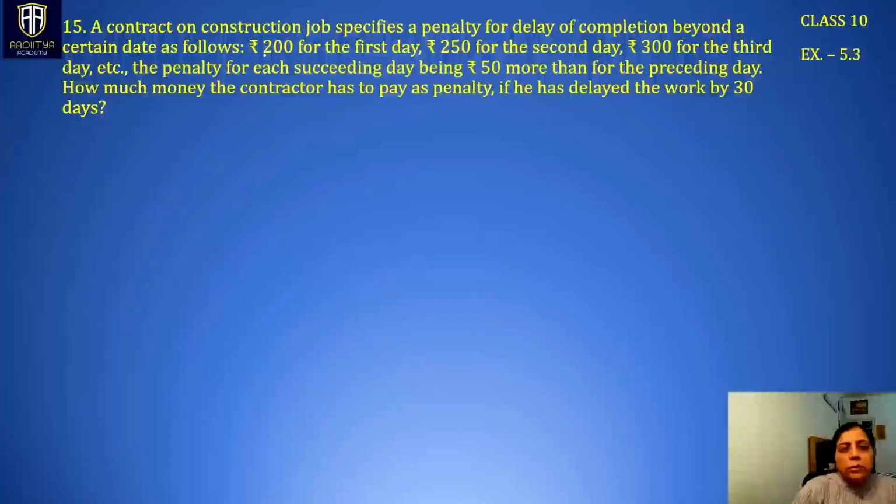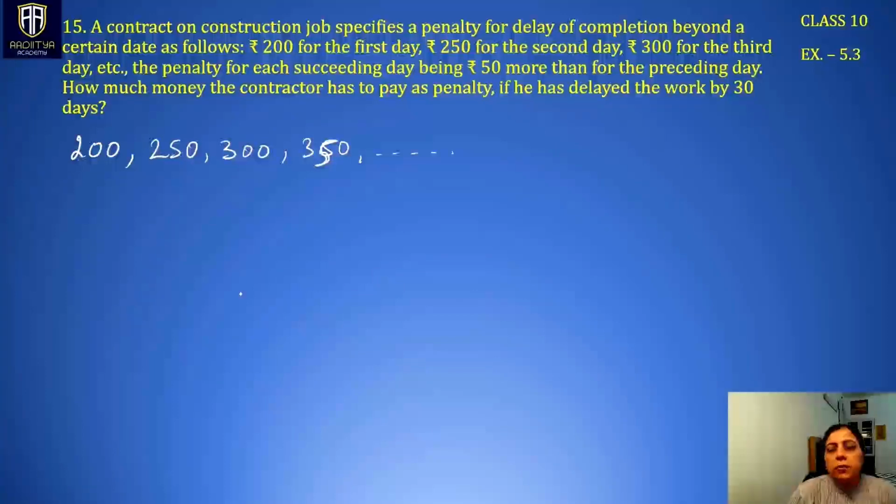So the sequence starts with 200. Penalty for the first day is 200. It becomes 250 for the second day. It becomes 300 for the third day and 350 for the fourth day and so on. That means there is a fixed increment of penalty for each day. Starting with 200, it goes on increasing by a value of rupees 50. He is saying how much money the contractor has to pay penalty if he has delayed the work by 30 days. So N here is 30. Total number of days for which the work has been delayed is 30.